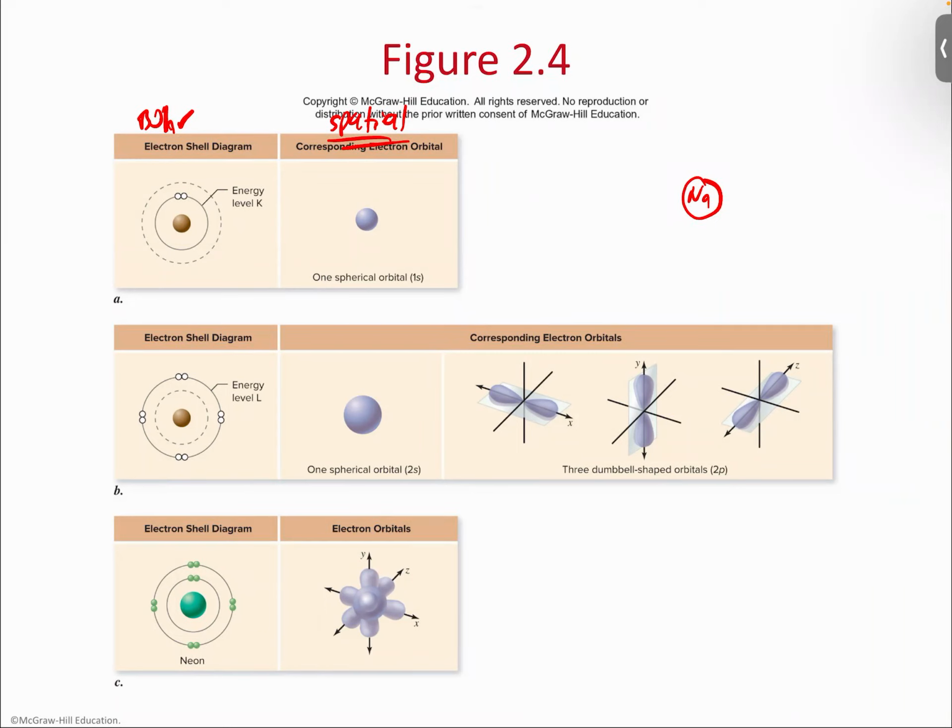$11, right? By the way, you guys probably can't see it because it's way over here, but you guys can. So it has 11 electrons.